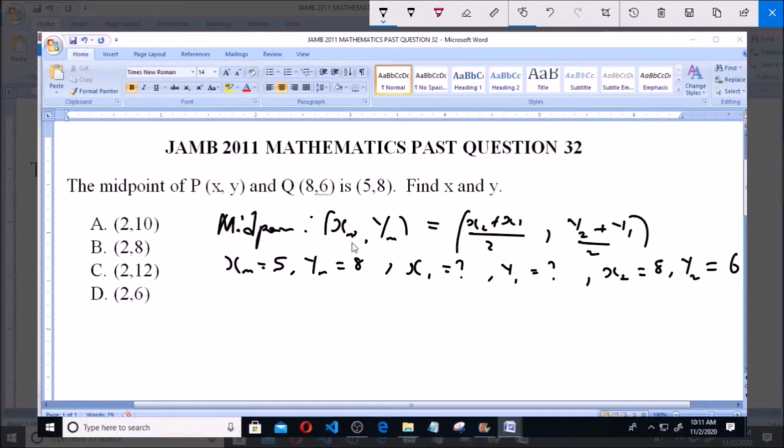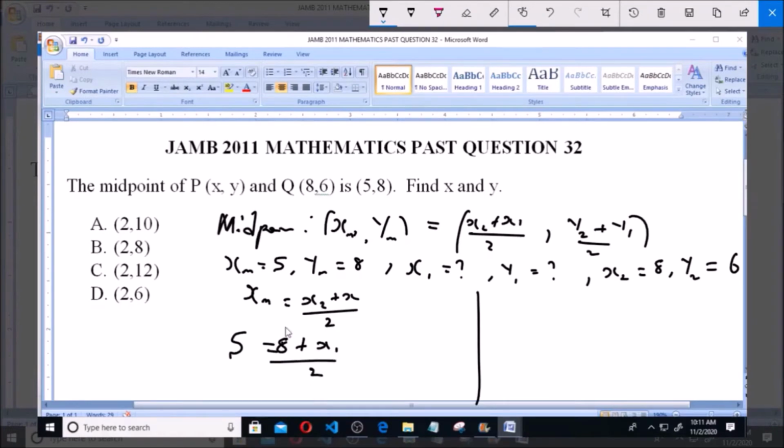And we know that Xm is equal to, looking at this, since xm, ym is equal to x2 plus x1 all over 2, y2 plus y1 all over 2, it simply means that Xm is equal to x2 plus x1 all over 2. So from here we know that Xm is 5. So 5 is equal to x2, which is 8, plus x1, which is what we're looking for, that is the x, all over 2.